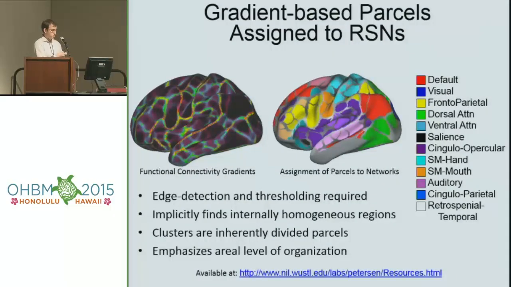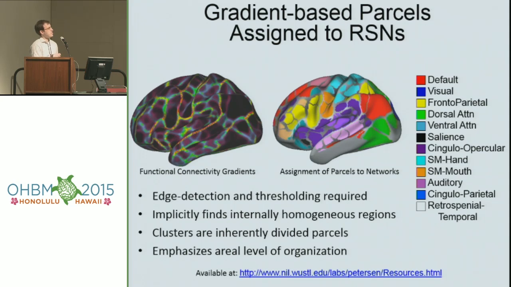So by performing this operation throughout the brain, we can come up with a map of functional connectivity gradients. Some further processing is required, including edge detection algorithms and some amount of thresholding to actually define where these important boundaries are. But after doing that, we essentially have parcels that implicitly are internally homogeneous because we've defined the boundaries where the differences are. Inside of that is implicitly regions that are similar.